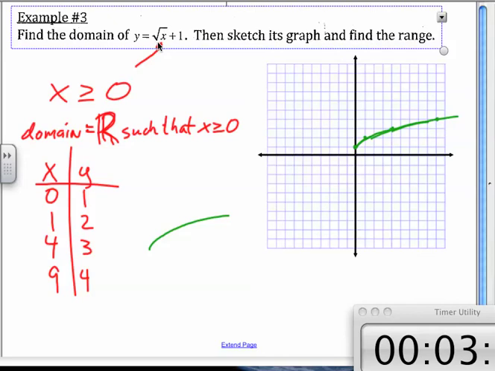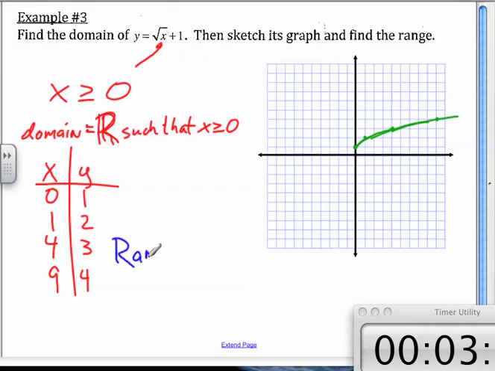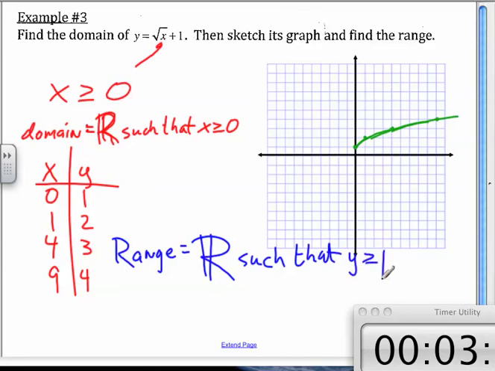Okay? So the range for this one, anybody ready to give me the range for this one? Because remember, the range is y values. What's the range equal here, Connor? All real numbers such that y is greater than or equal to 1. Because this graph has moved up 1, James. Do you see that there are no y's less than 1? The first y that begins is at 1.